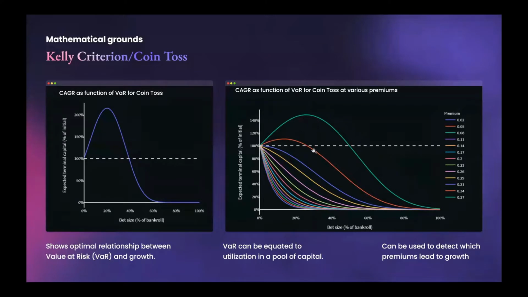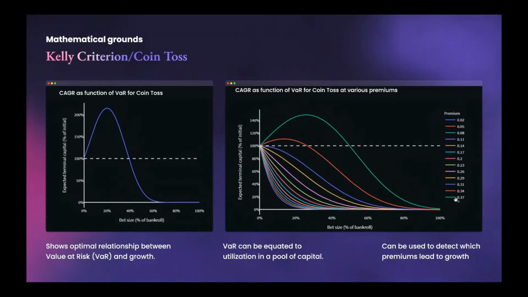So what you see on the chart on the right is also a coin toss, but this time this is a fair coin toss, so it's 50-50. And what we're introducing is the notion of a premium. So in this case, the market maker will actually be charging a premium in order to take the bet. And each of these lines represents a different premium. So the bottom one would be 2%, and the top one would be 37%.